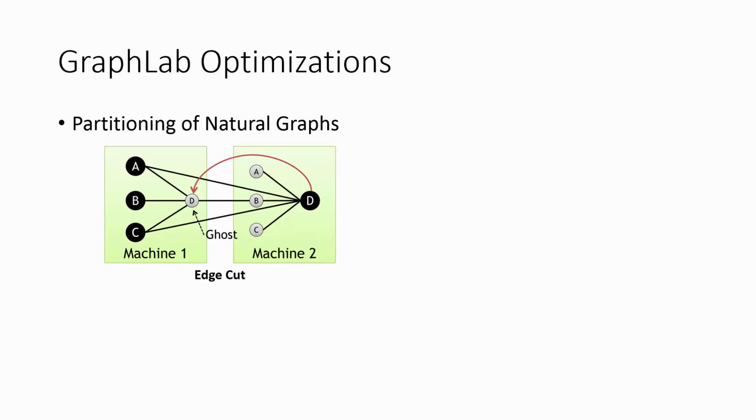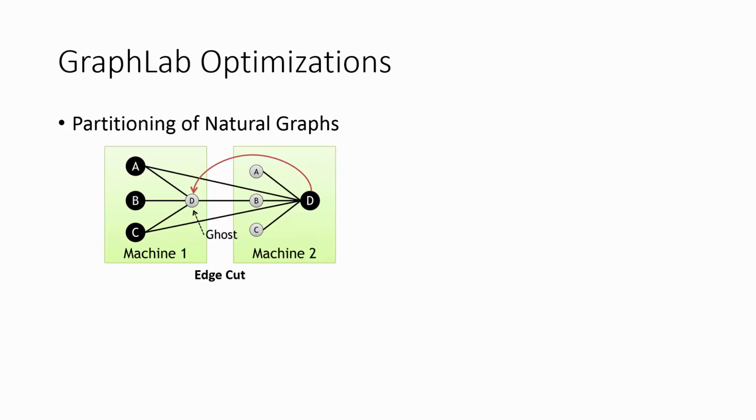Now, there are edges that may span machines. For example, there will be edges from A to D, which need to be somehow represented. So what happens is we have a secondary class of vertices that we keep on each machine, known as ghost vertices, that will keep track of vertices that are on machines other than the one in question. So for example, machine 1 has a ghost vertex D, which represents the vertex that is on machine 2. So it will have information regarding exactly which vertex D is and how to contact it. Similarly, machine 2 has ghost vertices A, B, and C, which represent the vertices that are available on machine 1.